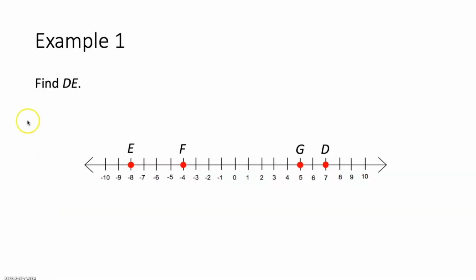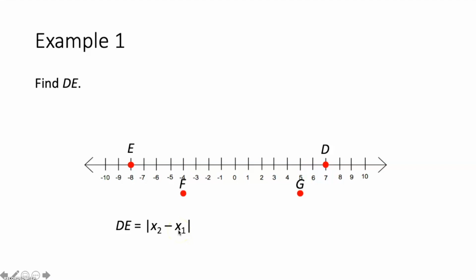Examples. Now, example 1 says find the measure of segment DE. Remember, when there's no segment bar above DE, that means find the measure of DE. So the measure of DE is just the distance between points D and E. And we know the distance between 2 points on a number line, right? That's just the absolute value of x2 minus x1.